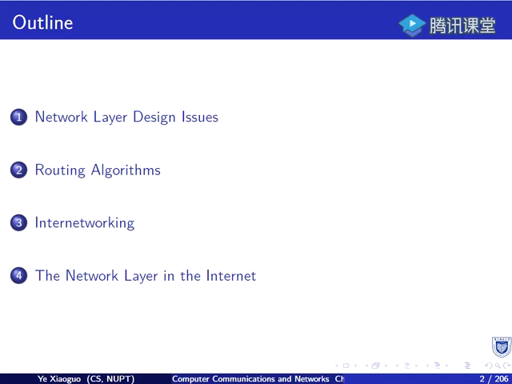Hello everyone. Last time we learned the beginning of chapter five about the network layer. We will talk about network layer design issues, routing algorithms, internetworking, and the network layer in the internet.